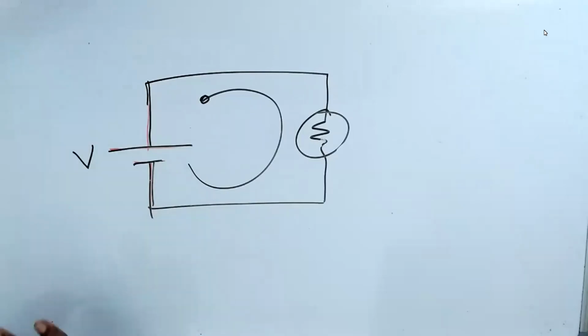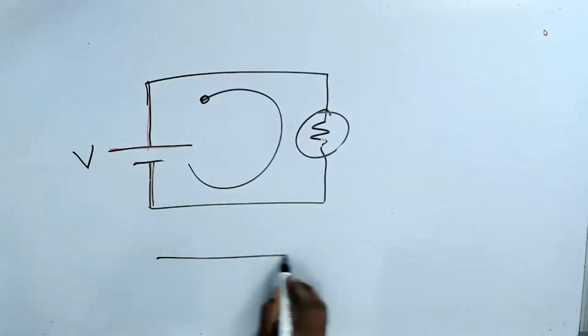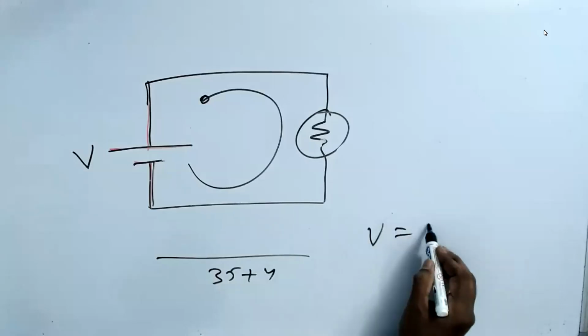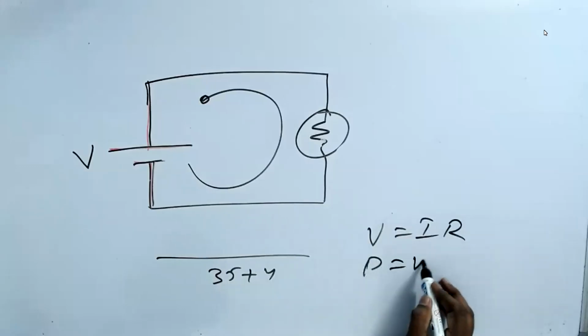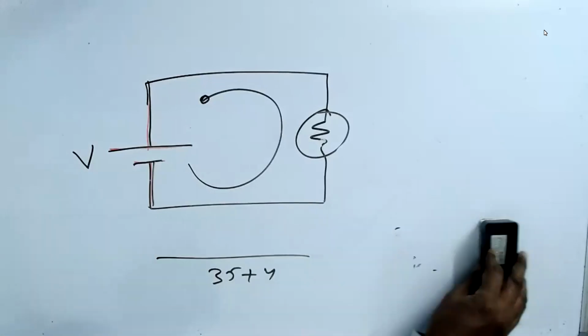Understand, there are only two formulas you have to remember in life. In my embedded system programming, in my 35 years of experience, I use only two formulas: V is equal to IR, and P is equal to VI. Only one more, I'll discuss that later. Only that. Only three multiplications I remember.